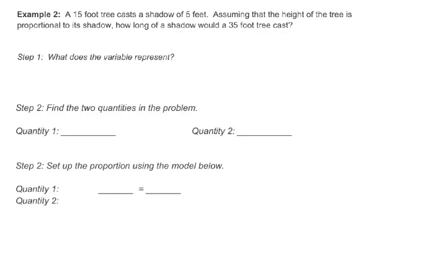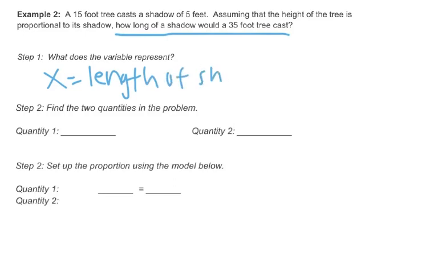Well, we're not quite sure. It doesn't tell us as obviously as the last problem. So let's go to the question that the problem is asking, and that will help us. It says, how long of a shadow would a 35-foot tree cast? So we could say that X would represent the length of the shadow, right? We want to know the length of the shadow of the 35-foot tree.